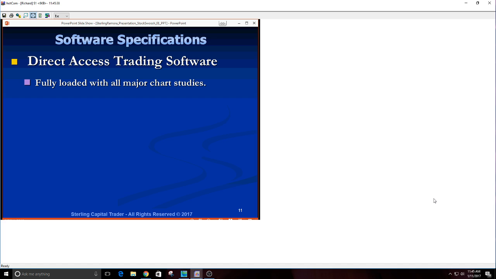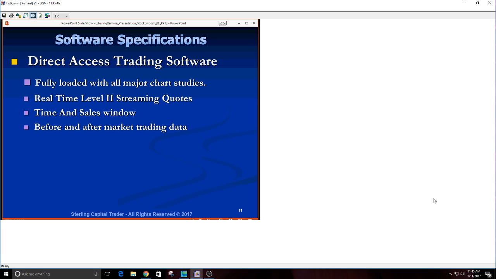Direct Access Trading Platform. They're fully loaded with all the major chart studies. We covered that earlier. They have real-time level 2 streaming quotes. Time and sales window, of course, very important. Before and after market trading data. Level 2 data with total view. What total view means is you get all of the market makers and ECNs in your level 2 screen, and you can see deep levels to see what players are waiting online to buy and what players are waiting online to sell.